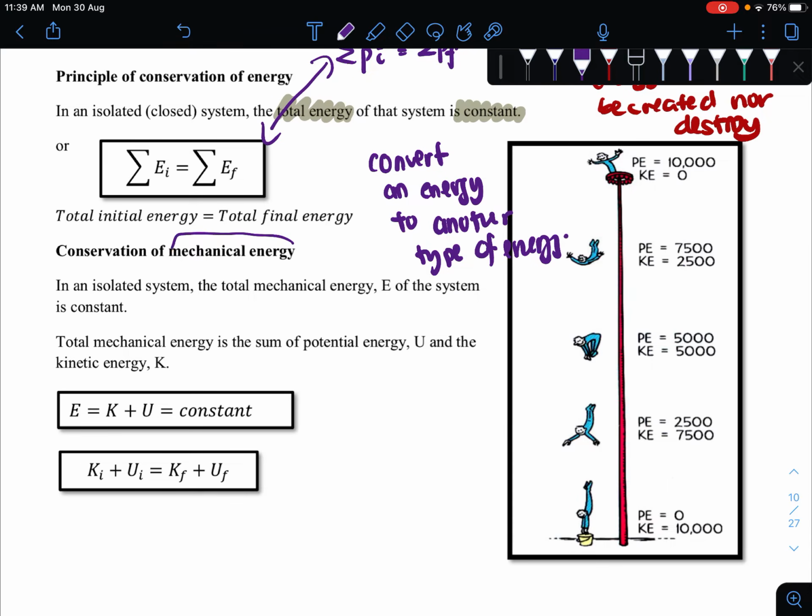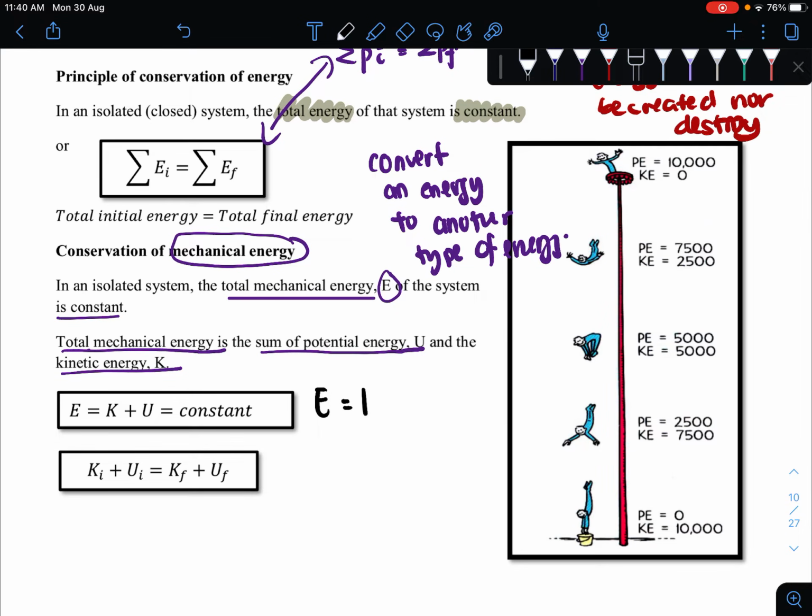Alright, so in our syllabus, we are only focusing on the mechanical energy. So we are going to talk about conservation of mechanical energy. In an isolated system, the total mechanical energy, E, we use the symbol E for total energy of a system, is constant. In any case, energy must be constant. So the total mechanical energy is the sum of the potential energy and the kinetic energy. Basically, whatever energy we have, since it's mechanical energy, the total energy is the summation of kinetic energy and also potential energy.